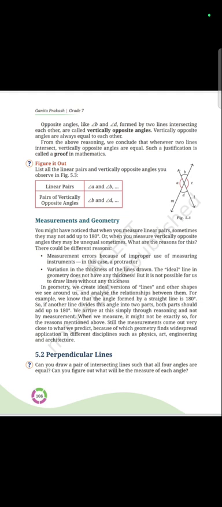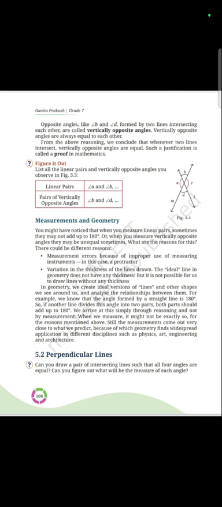Second one is the pair of vertically opposite angles, right? When two lines cross each other, their vertex meets, and this is how two different angles are formed at opposite corners, which are known as vertically opposite angles, right? We can also have measurement errors in geometry, for example while measuring with the help of a protractor, or sometimes while drawing the lines.